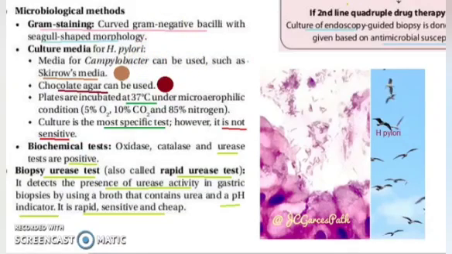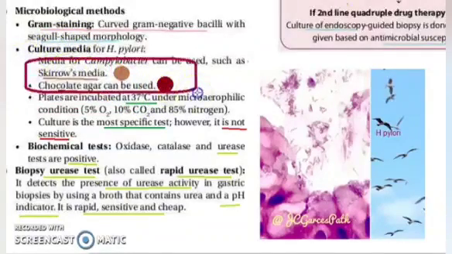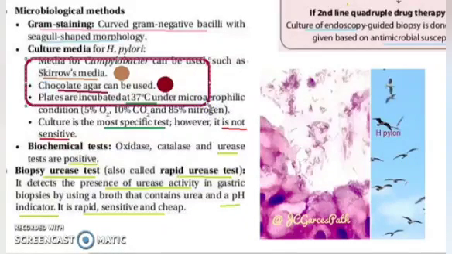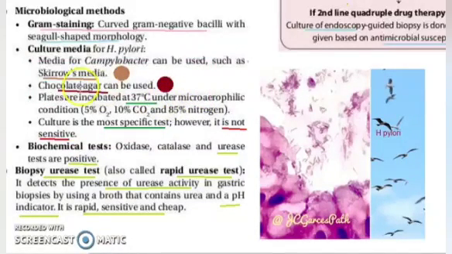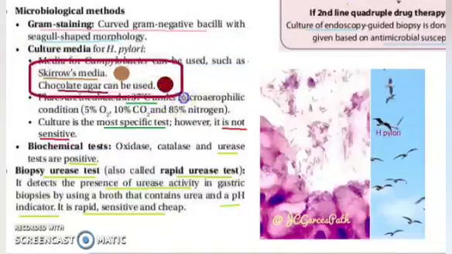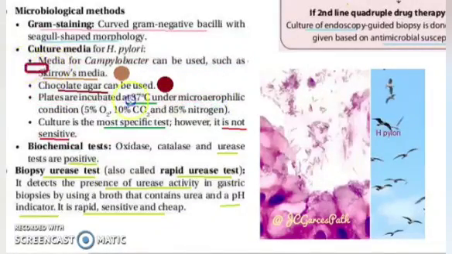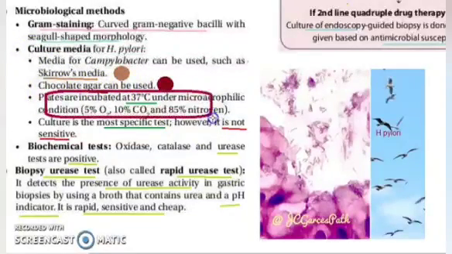Culture media, what and all you will use? The media that you use for Campylobacter, same you can use. It is Skirrow's media. Skirrow's media is this color, and chocolate agar also you can use. Actually, this culture is very, very good. Culture for H. pylori is very good. It is most specific actually. Fine. You will keep it at 37 degrees centigrade.